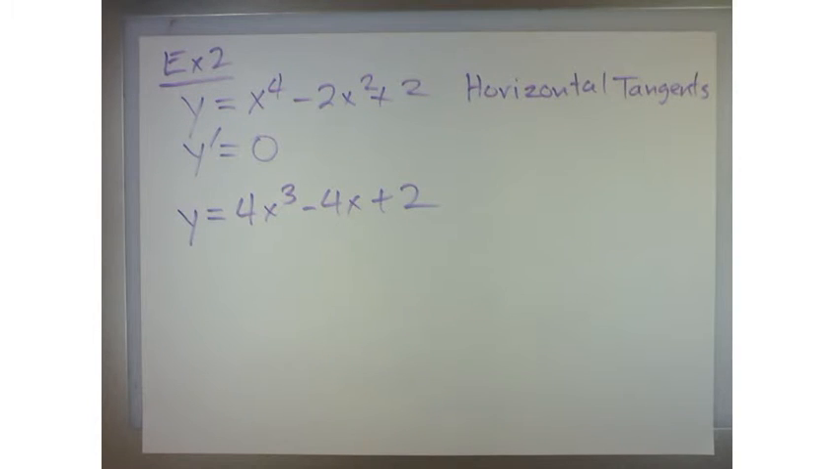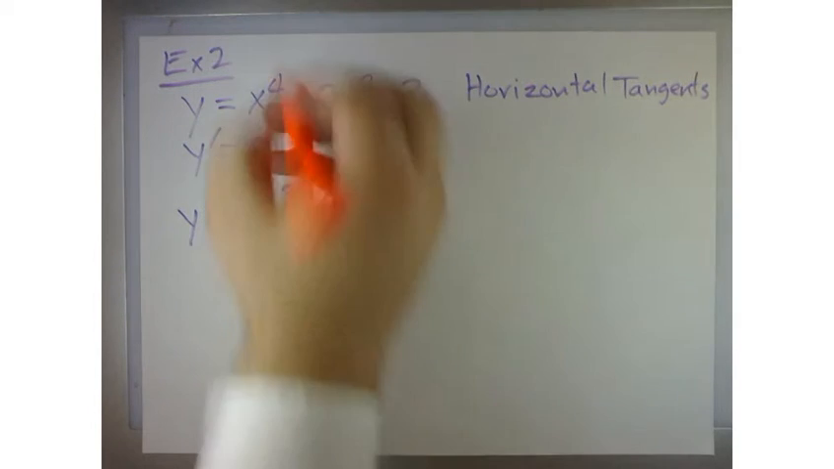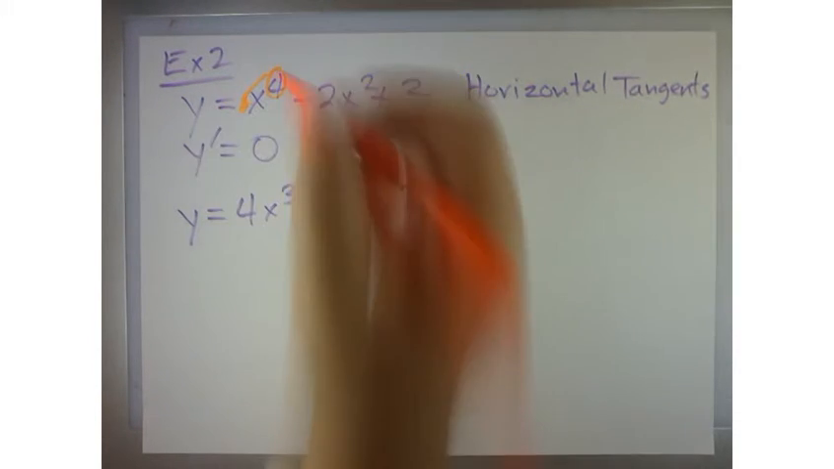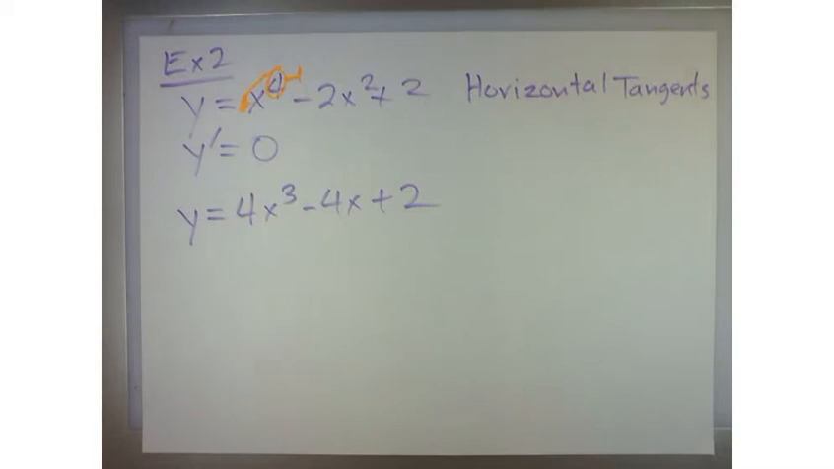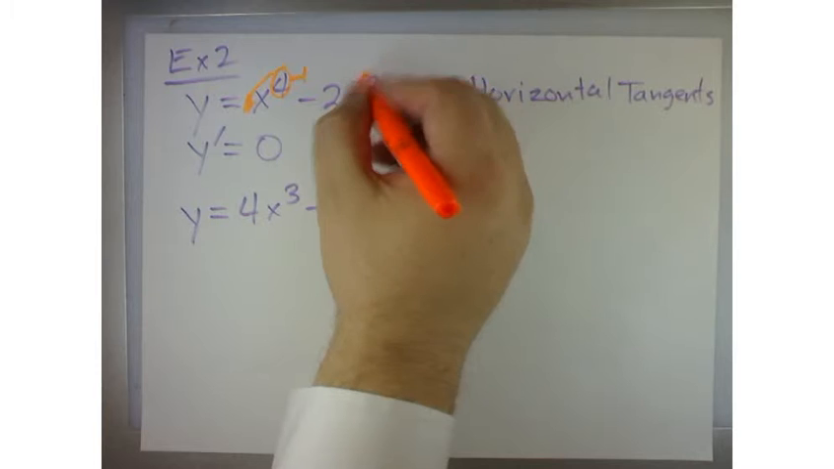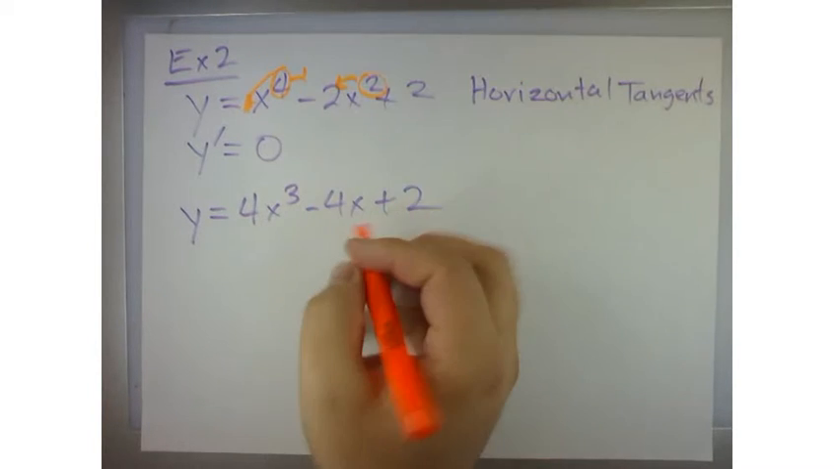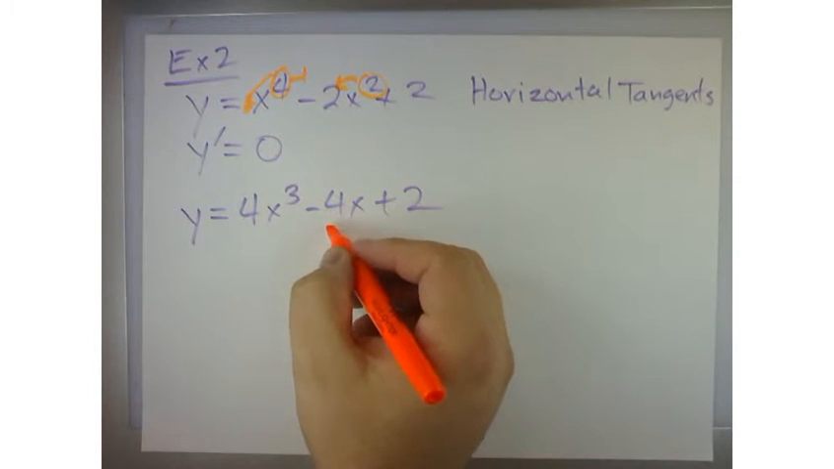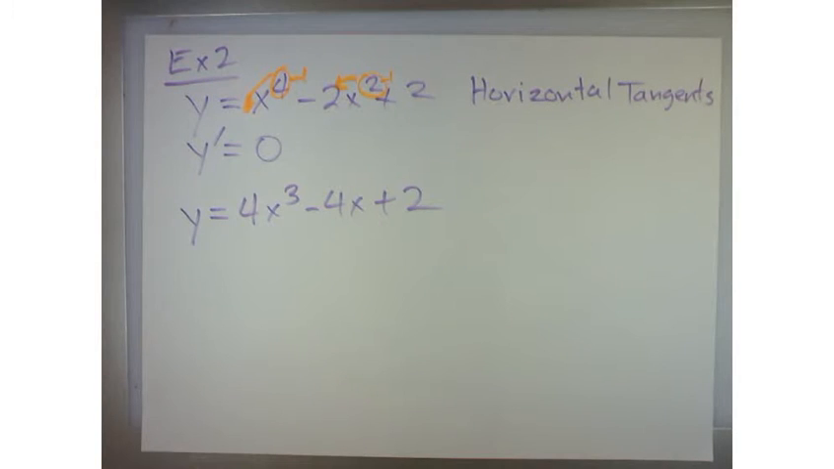Is that right? Now, do you guys remember how I did that? I take the 4, toss it to the front, and then subtract 1 from the power. That gives me 4x cubed. Next, I'm going to take my 2, multiply it by the 2, that gives me my negative 4. Then I'm going to subtract 1 from that power.